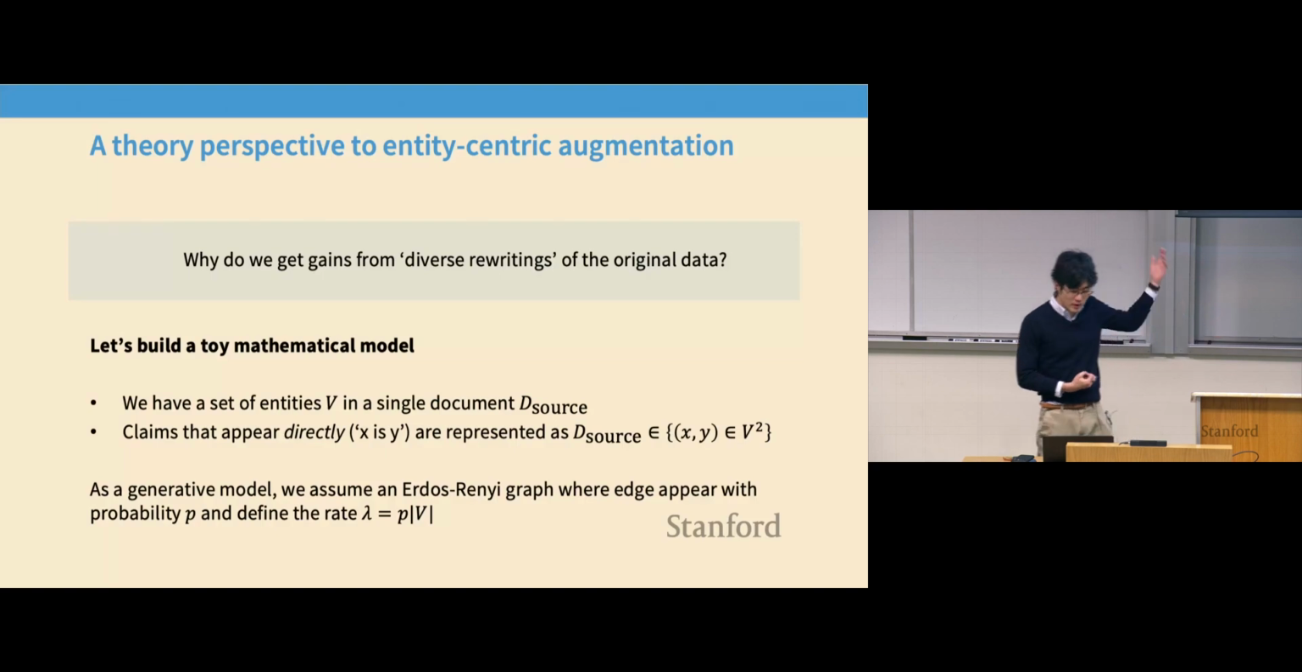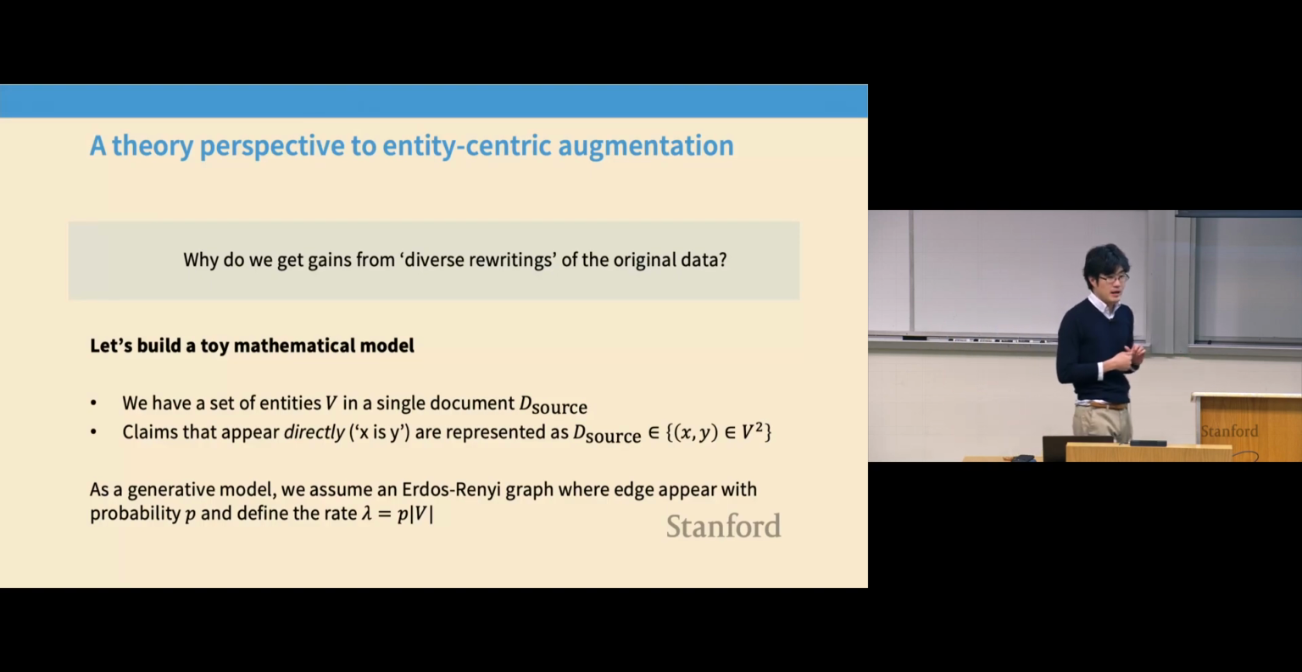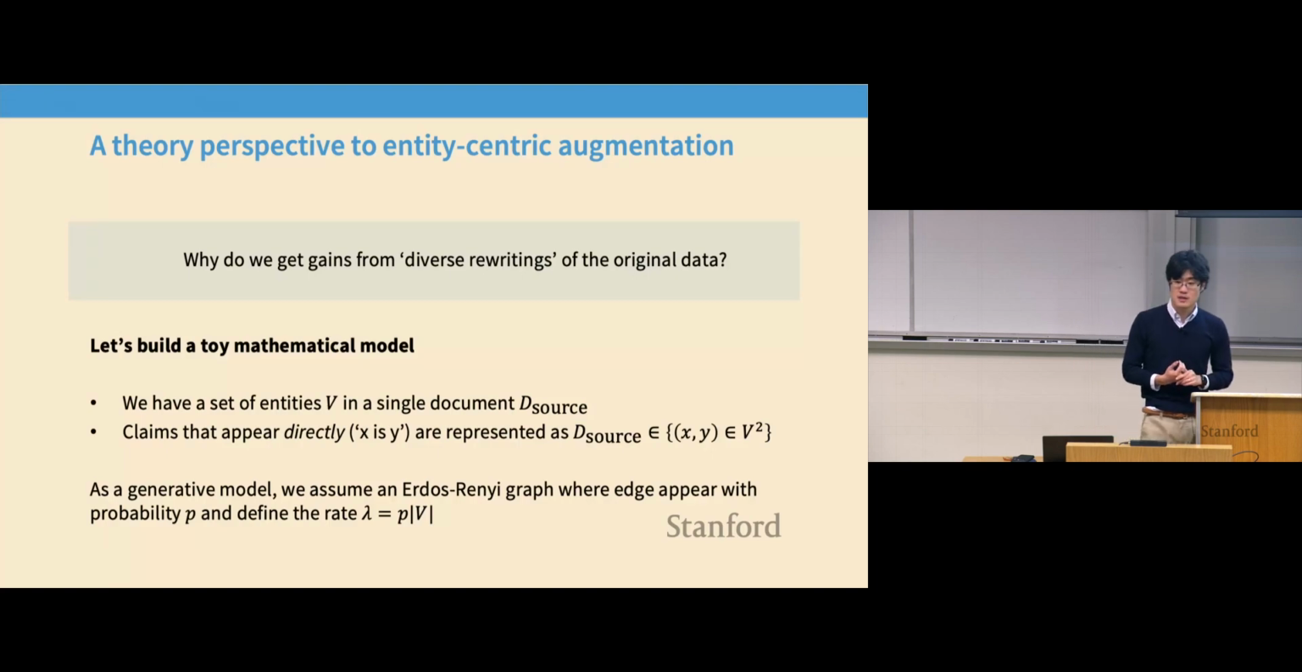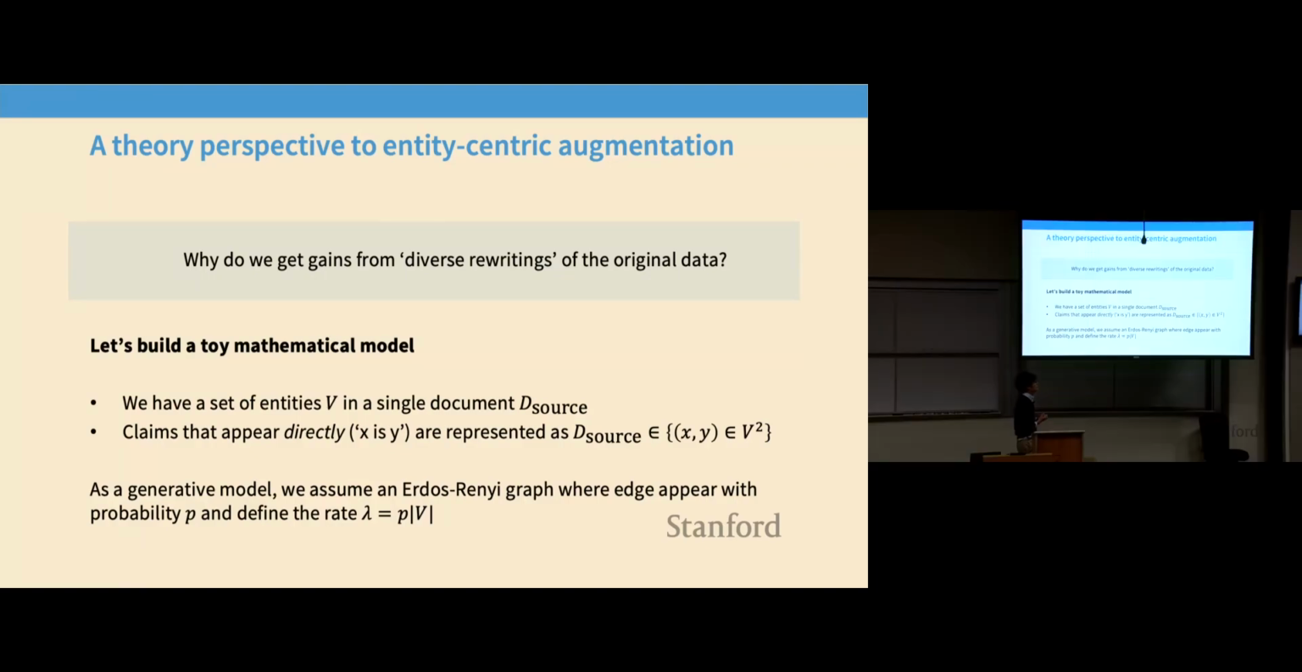So what we did was we built a simple toy mathematical model. Let's say we have a set of V different entities in a single document D source. And this is your knowledge graph that we talked about before. And within this document, there's going to be a bunch of claims that appear directly. By directly, I mean things like X is Y, or like Tatsu is teaching, right? Like these very direct statements are direct edges in the graph, right? And we're going to assume, just for mathematical convenience, that this document graph is just going to have a random graph structure. Erdős-Renyi graph where you just flip a coin for each edge, and that's going to determine whether that edge appears.